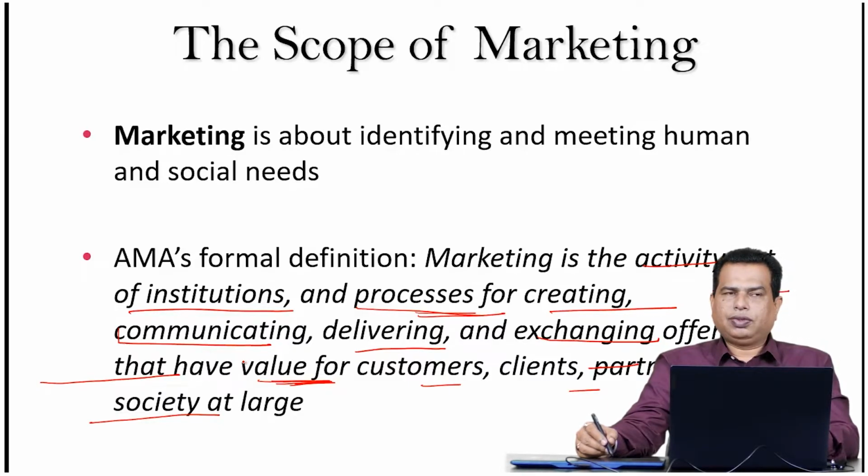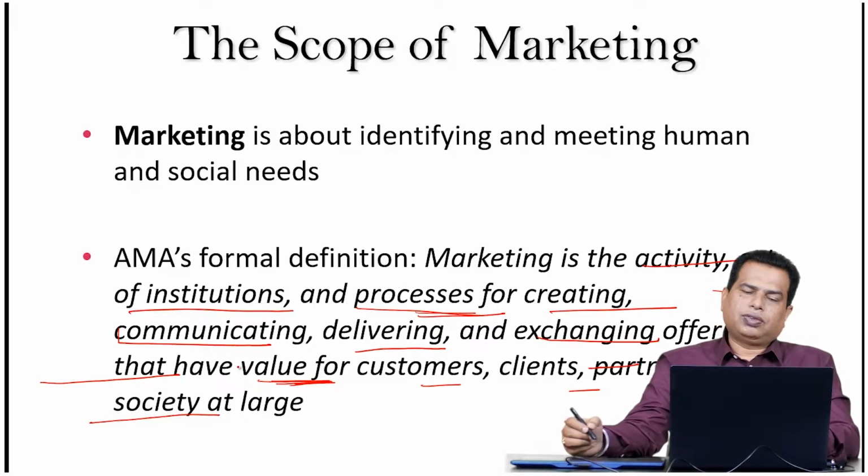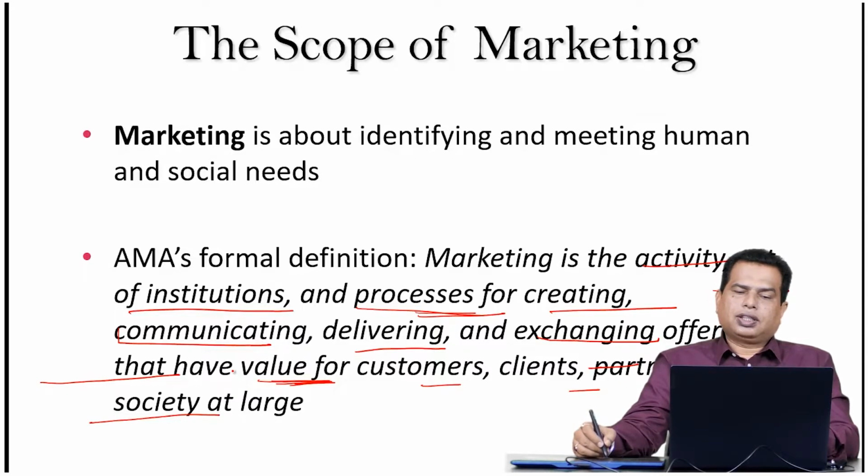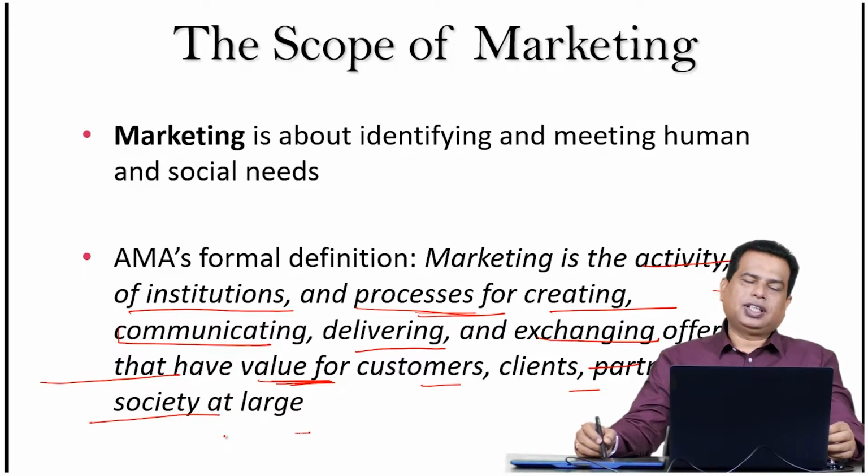Deliver means we are going to make those products and services available to the customers at the point of their purchase. And then exchanging means we are going to share views, we are going to take their feedback also, and take what they are going to offer us, for example, suggestions, or the money for purchasing that product and services. And those offerings should have value for the customers. Customer value is very important: whatever we offer should have some value for the customers, clients, partners, and society at large.